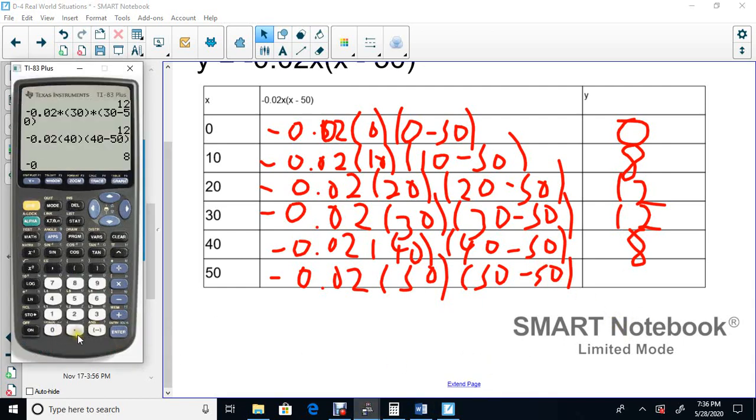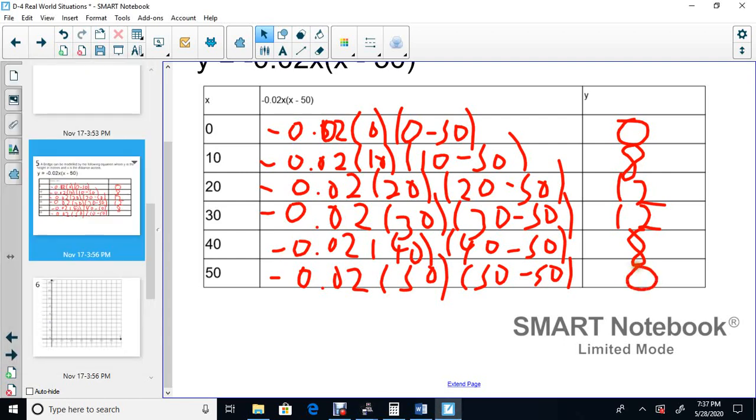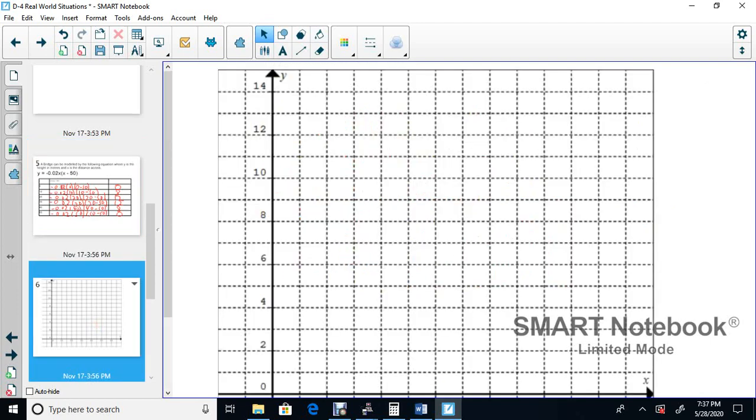So negative 0.02, times 50 times bracket 50 minus 50, which is 0. Not 51, 50 minus 50. Close bracket, 0. Okay, let's graph this. 0, 8, 12, 12, 8, 0. See if I remember that. So we start here.